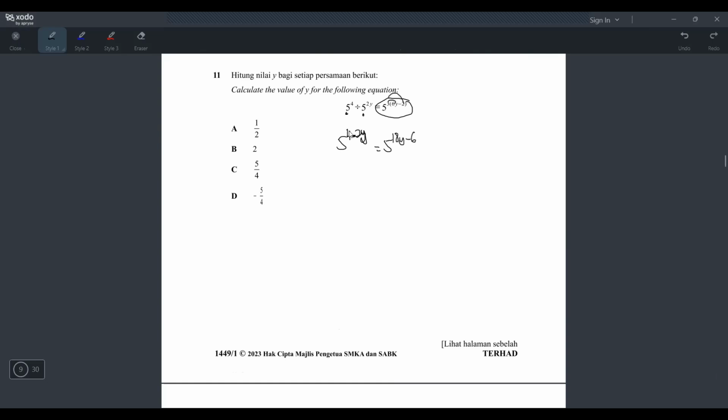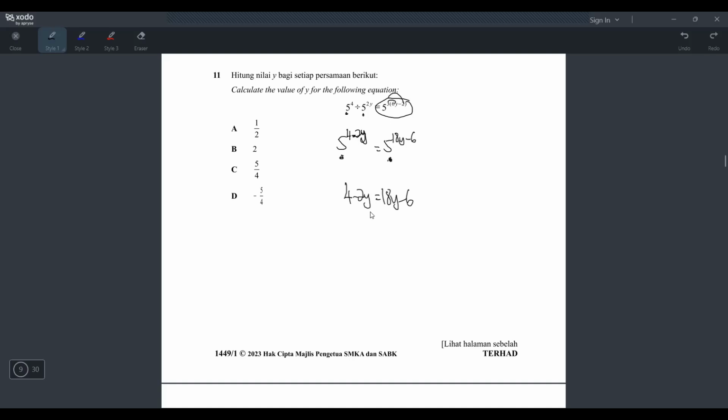Okay, up to here what you will do is compare, because if you look at both sides, this is base 5, this is also base 5, so their base is the same. If the base is the same on both sides, then the power must be the same also. So I can take 4 minus 2y, the power, and straight away equate it to 18y minus 6. Okay, I repeat one more time.